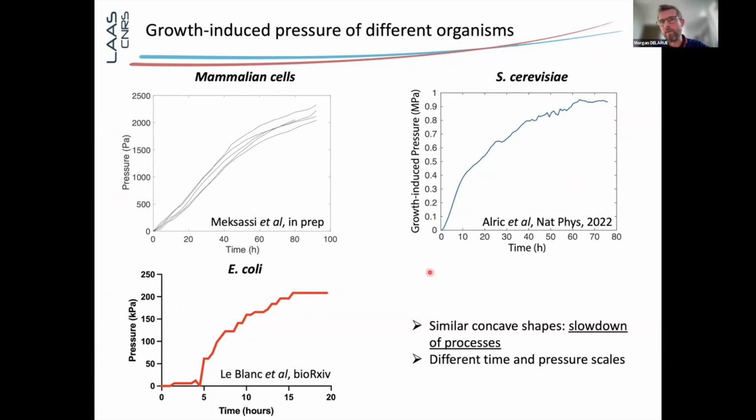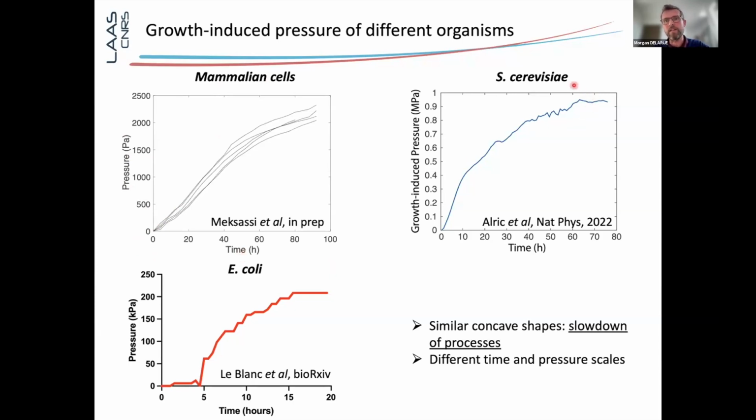Basically, the pressure buildup is related to the division time of the organism, because it's growth. E. coli divides super quickly, and mammalian cells divide super slowly. And the pressure that these organisms develop is also related to their own mechanical properties.